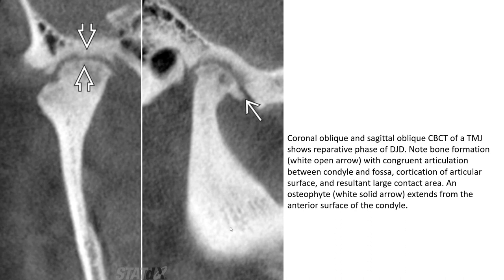Coronal oblique and sagittal oblique cone beam CT of the TMJ show the reparative phase of degenerative joint disease, new bone formation, white open arrow, and concurrent articulation between condyle and fossa, verticalization of the articular surface and resultant large contact area, and an osteophyte, white solid arrow, stemming from the anterior surface of the condyle.